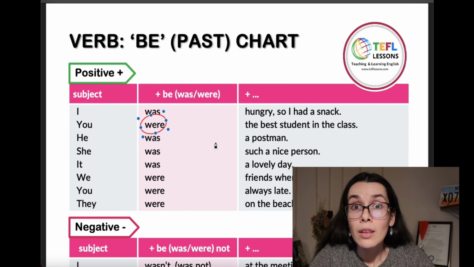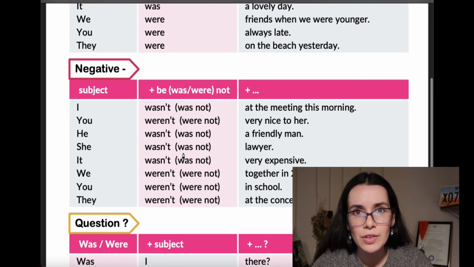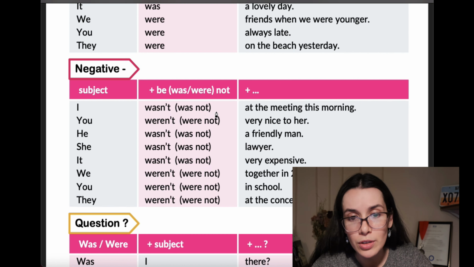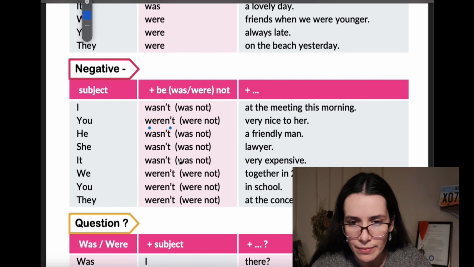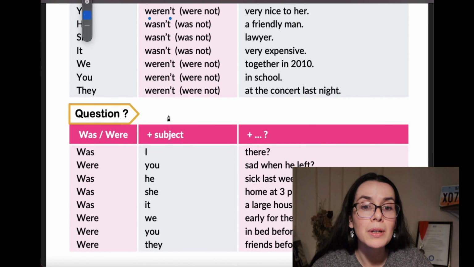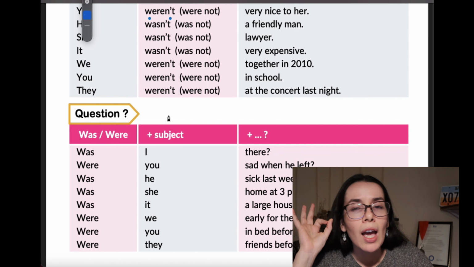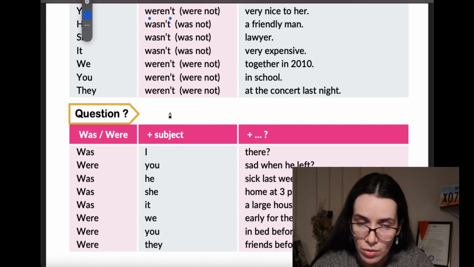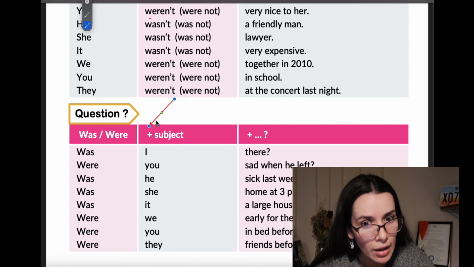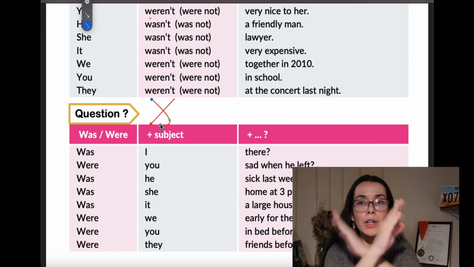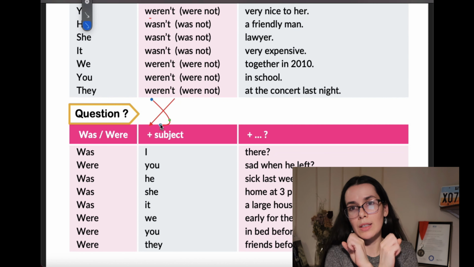Okay. The negative, we just add the not, right? Or we can contract it. Instead of saying was not, wasn't. Instead of saying were not, weren't. Okay. Very simple. Question form, again, we use the verb to be. But remember, every time we do a grammatically correct question, we must use what I call the X rule, where we invert positions with the subject and the verb, in this case, the verb to be.